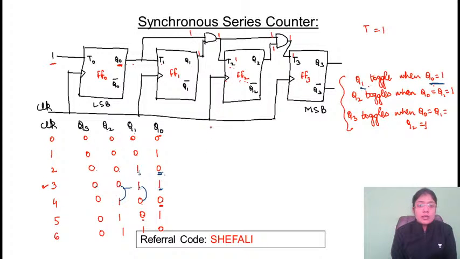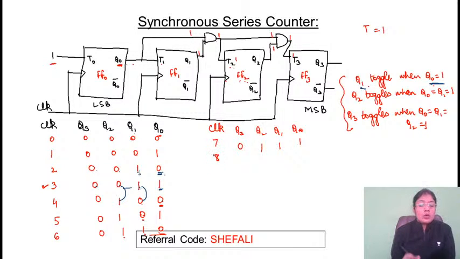Continue with this. This is clock Q3, Q2, Q1 and Q0. For the next clock, 7th, the value is 0, so it comes out to be 1. It has to toggle in every clock. Value is 0 here, so Q1 will not toggle. Both the values are not 1, so it will not toggle. All three values are not 1, so it won't toggle.